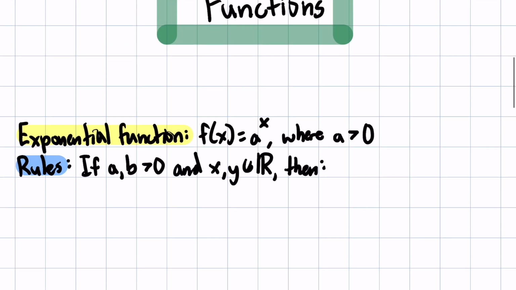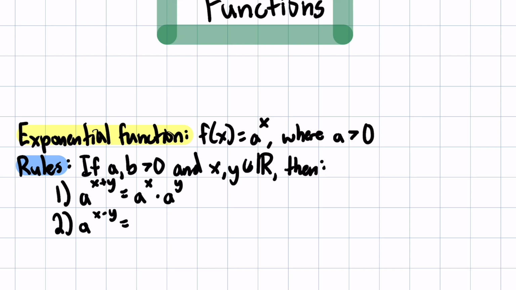Now, we have some rules for exponential functions that I'm going to go through. So if we have positive constants a and b, and then real numbers x and y, then these rules are true. So a to the x plus y power is going to be equal to a to the x times a to the y. Our next rule is that a to the x minus y power is going to be equal to a to the x divided by a to the y.